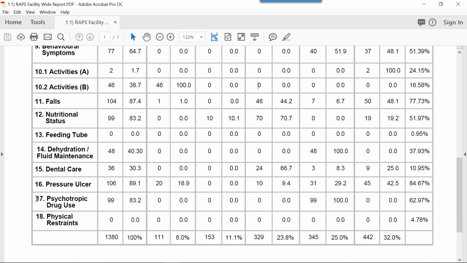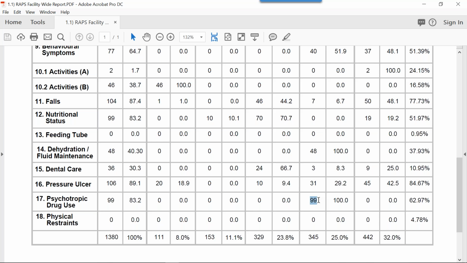And this one is not antipsychotics. This is risk of any psychotropic, okay? You can see that of 119 people, 99 people are at risk in this area. That's 83% of the population. And for me, there's no low risk or medium risk. Everybody's high risk on that particular indicator.